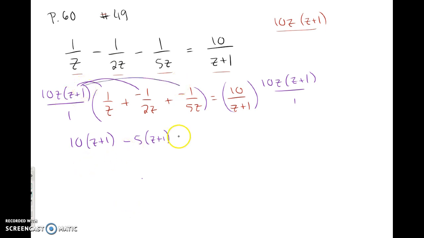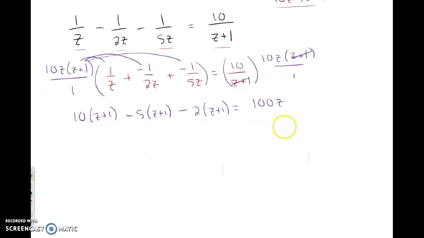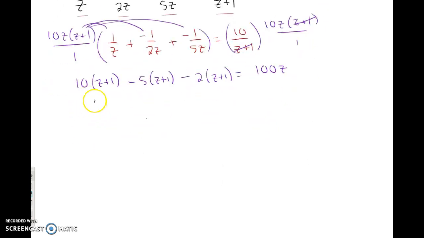Then this times this, so again the negative. 5z cancels, so I'm left with a 2 and a z plus 1. Here the z plus 1s cancel, so I have a 100z. That's a lot of z's. Distribute. 10z plus 10 minus 5z minus 5 minus 2z minus 2 equals 100z.